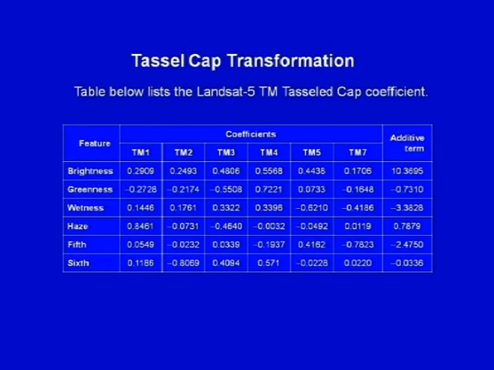The table here shows the various coefficients by which the different TM bands are to be multiplied in order to obtain the brightness, greenness, wetness, haze, and fifth and sixth components, giving the information in the new transformed axes. It is interesting to note that the fourth dimension, haze, provides information regarding the atmospheric correction present at each pixel. The fifth and sixth are yet to be defined, and the information there can probably be attributed to noise in the sensor data.